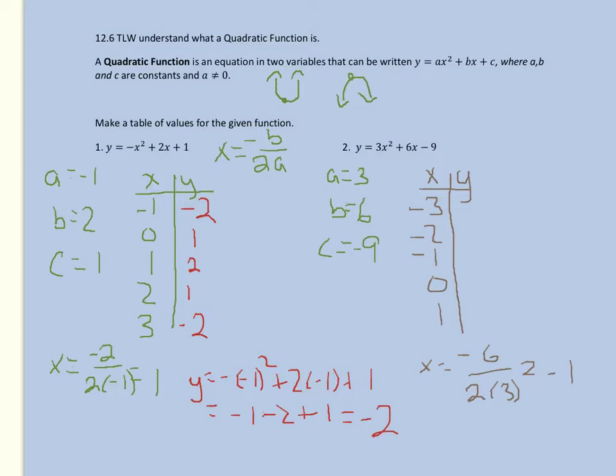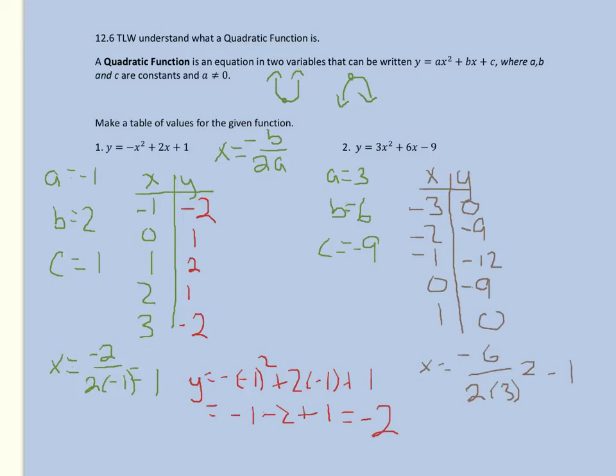So hopefully you did, but you plug in -3, you should get 0. You plug in -2, you should get -9. Plug in -1, you get -12. Plug in 0, you get -9. Plug in 1, you get 0. See how they still space out evenly like that? That should happen when we do this. Okay?